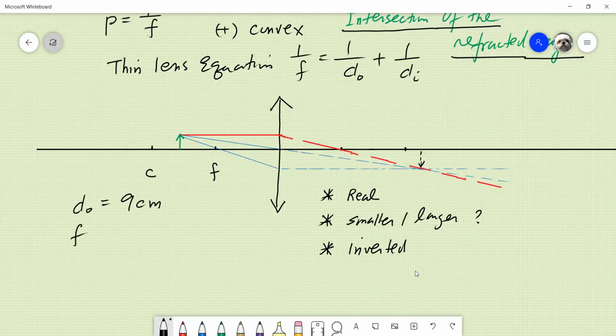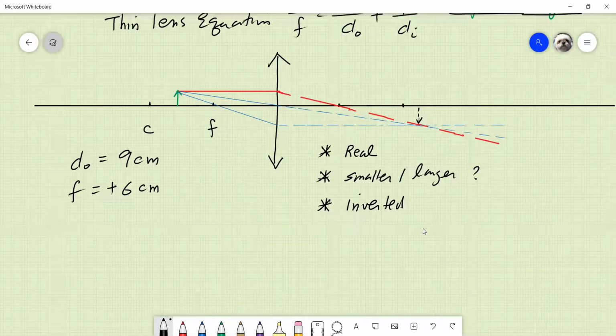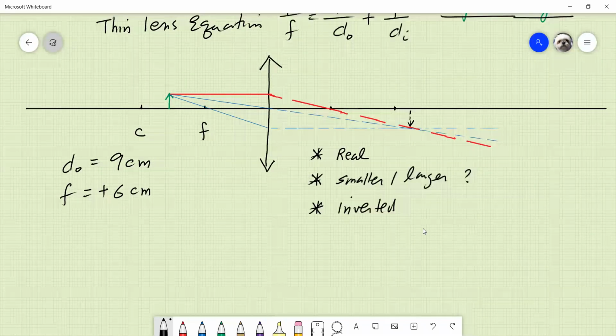Now remember that I have a convex lens. I'm using the focal point on the opposite side of the object, so this one I guarantee is positive. Now let's say the height, the object height.